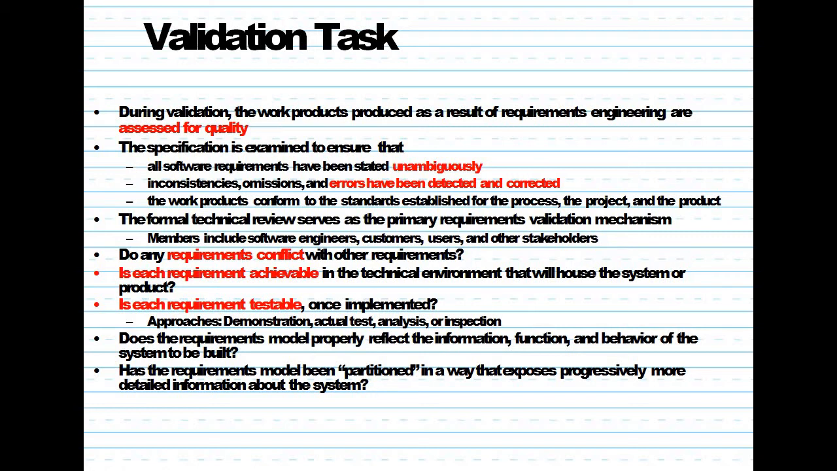Now, next we will read about the validation task: do any requirements conflict with other requirements? Is each requirement achievable in the technical environment that will house the system or the product? Is each requirement testable once we implement it? So these are the approaches related to demonstrations, actual tests, analysis and inspections. Does the requirement model properly reflect the information, functions and behavior of the system to be built? Has the requirement model been partitioned in a way that exposes progressively more detailed information about the system? So these are the validation tasks.